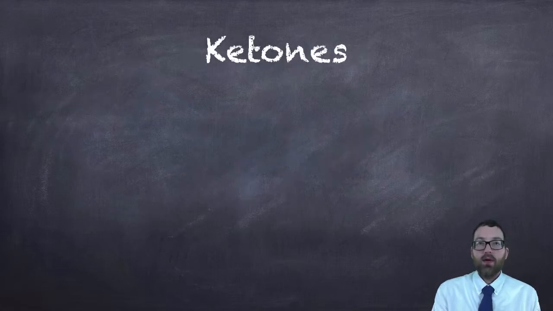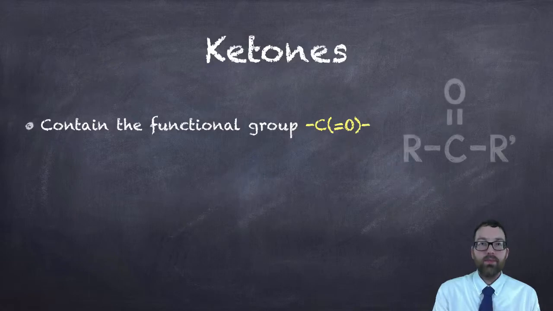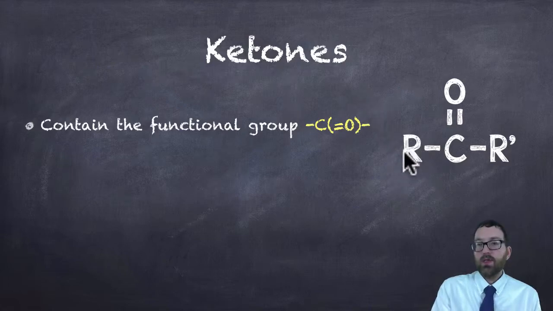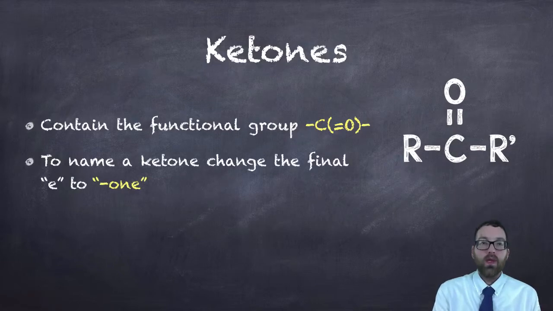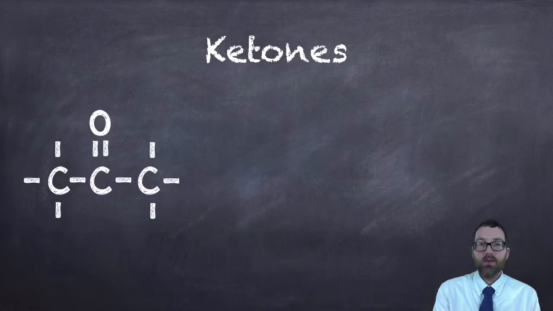Our next category is ketones. So ketones contain the functional group single bond C, double bond O, single bond. So this is what it would look like structurally. The R stands for hydrocarbons going to the left, the R prime stands for hydrocarbons going to the right, and somewhere in the middle of the molecule, either pointing up, like in my picture here, or pointing down, is a double bond O. So the way you name a ketone is to change the final E to -one, and you need to give a number position to the double bond O if possible.